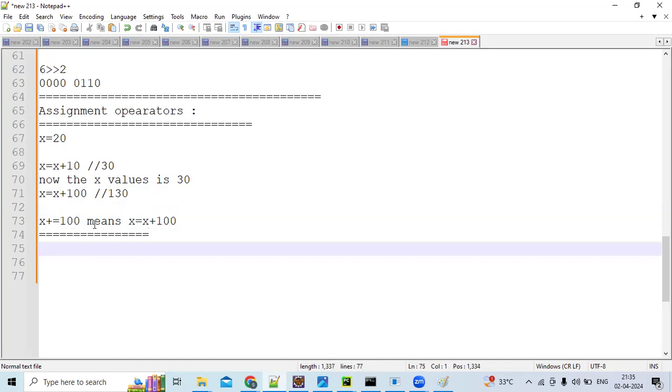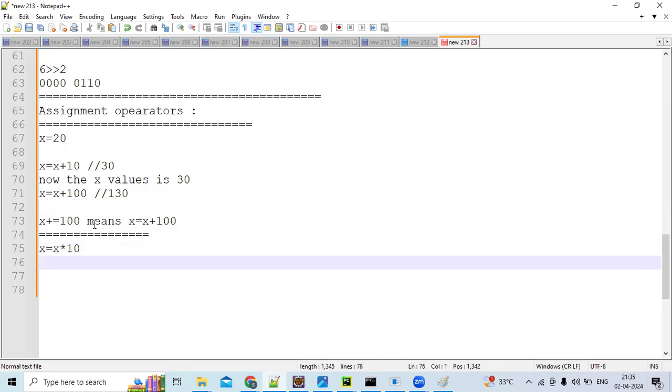Now suppose x equal to x into 10. What is the shorthand operator of x equal to x into 10? Can someone please tell me? x into equal to 10. Okay, guys, is it okay?